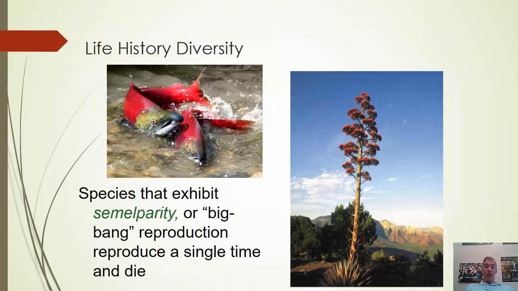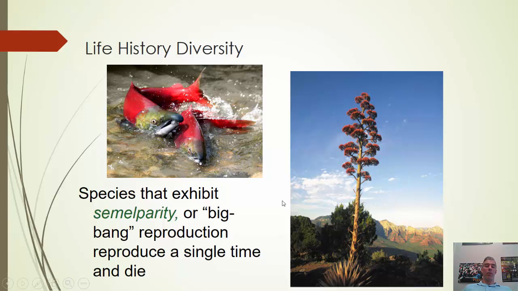Another way we classify organisms is based on their reproductive styles. Individuals that are semelparous, or exhibit semelparity, do Big Bang reproduction. That means they reproduce once in their lives and die right afterwards. The Pacific salmon is a great example.